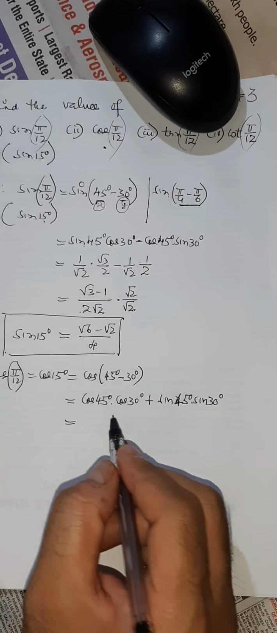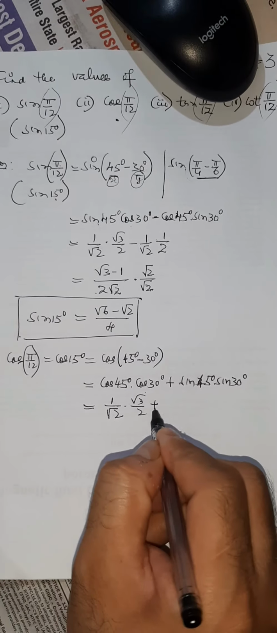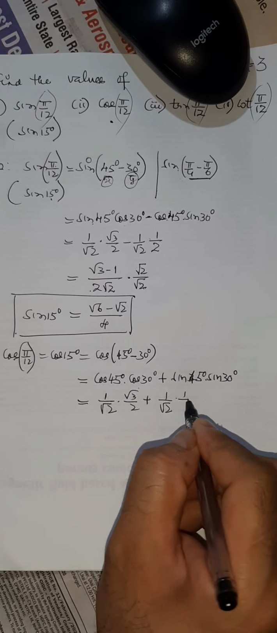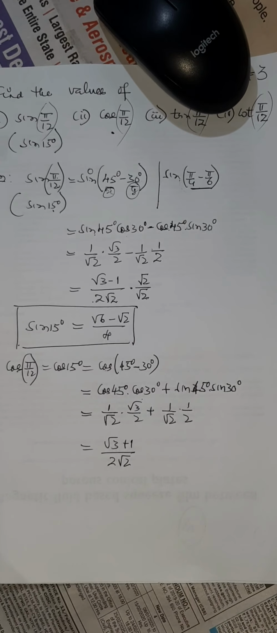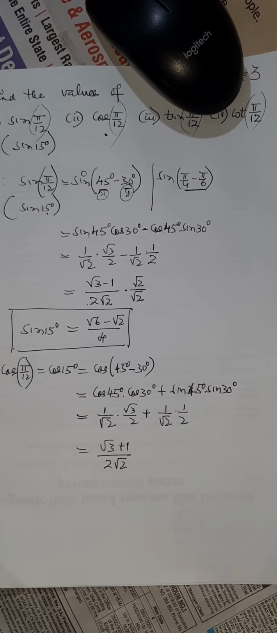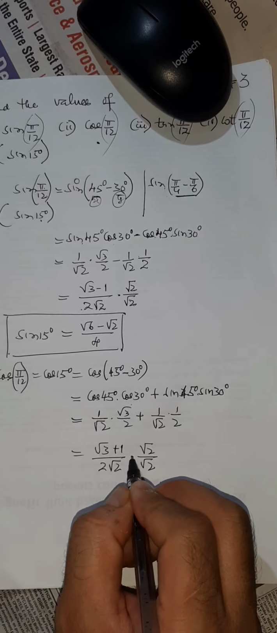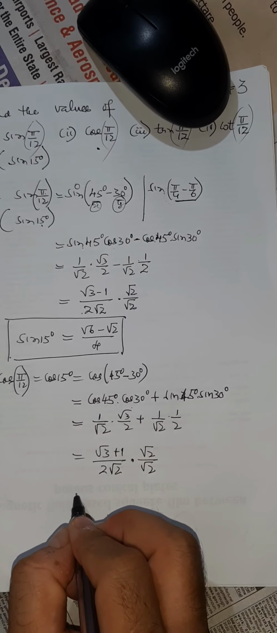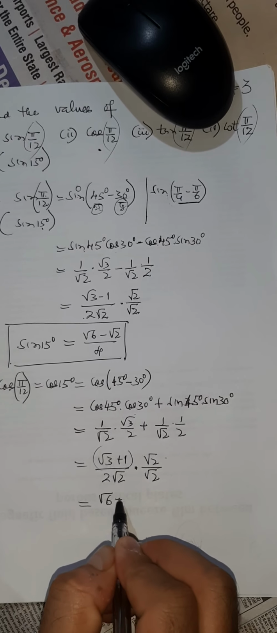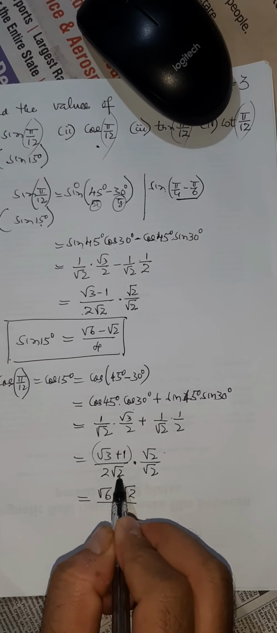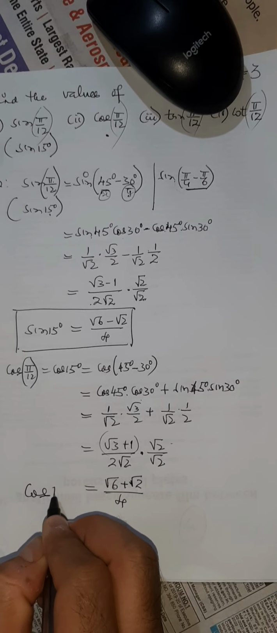Now just put the values. Cos 45 1 by root 2. Cos 30 root 3 by 2. Sin 45 1 by root 2. Sin 30 1 by 2. So we'll get the root 3 plus 1 upon 2 root 2. So here, if I just rationalize this, multiply and divide by root 2. If you want, you can keep this one also, but normally if we have irrational number, we rationalize. Now I'll open the bracket here. So root 6 plus root 2. Root 2 times root 2 gives you 2. 2 into 2, 4. So this is the value of cosine 15 degree.